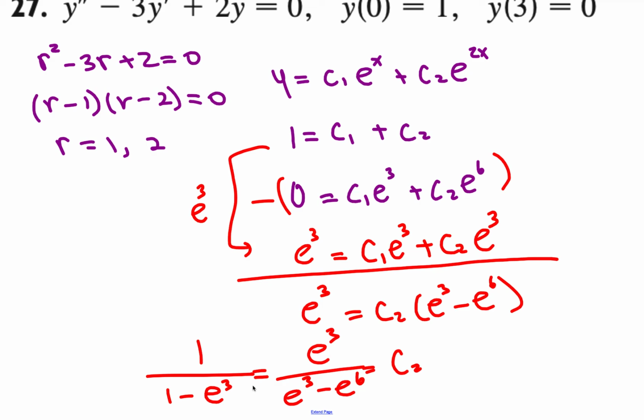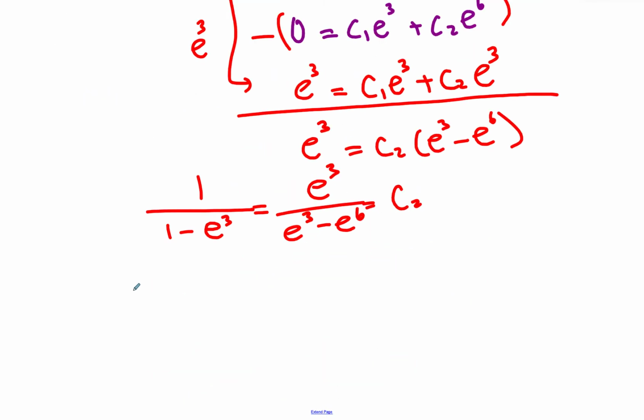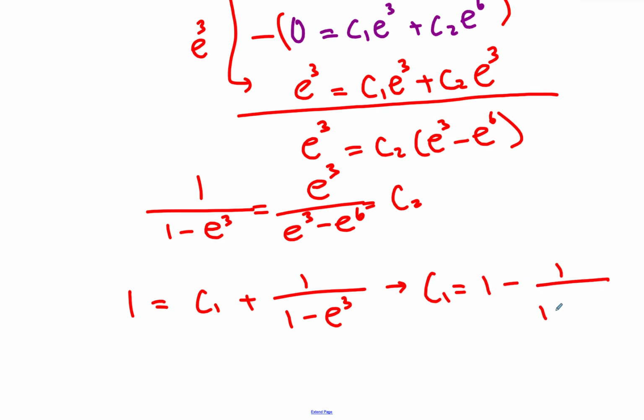Now, how would you be able to find c sub 1? I'm going to use the first equation. So 1 equals c sub 1 plus c sub 2, which is 1 over 1 minus e to the 3 power. Then c sub 1 is equal to 1 minus 1 over 1 minus e to the 3 power. Then I can write the 1 as 1 minus e to the 3 power over the same, and what we end up getting is e to the 3 power over 1 minus e to the 3 power.